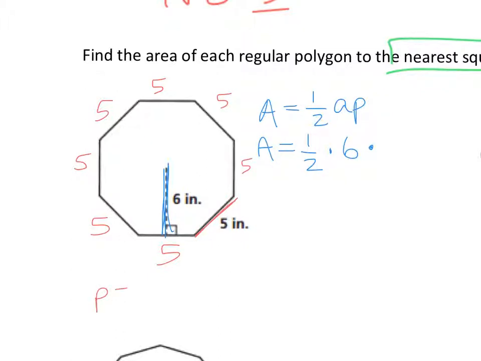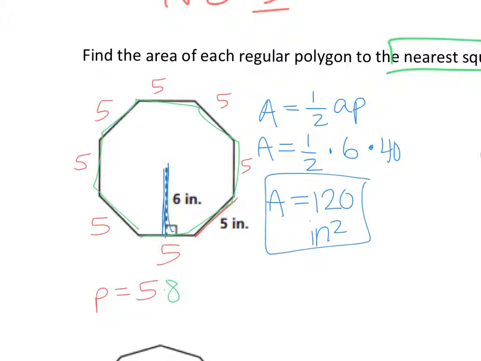So the perimeter is equal to 5 times, now I'm going to count the sides, 1, 2, 3, 4, 5, 6, 7, 8. 5 times 8. So the perimeter is 40 inches. So the area is 120 inches squared. Make sure you have your units.